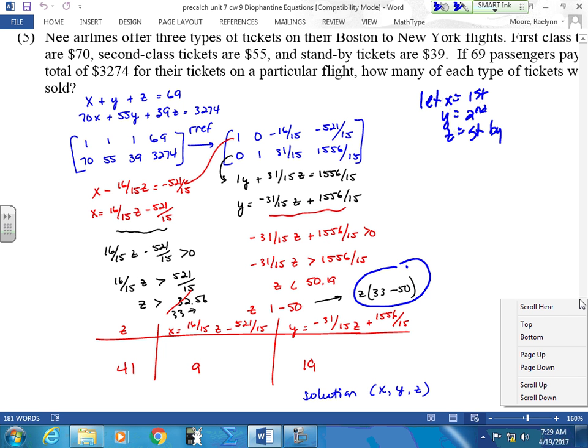One way to do this: when you get to your matrix, if your matrix has all those weird decimals, just hit math, fraction, enter, enter. Math, enter, enter, and you're good.